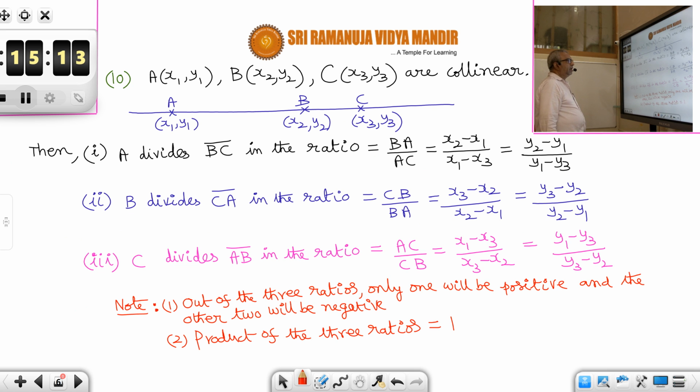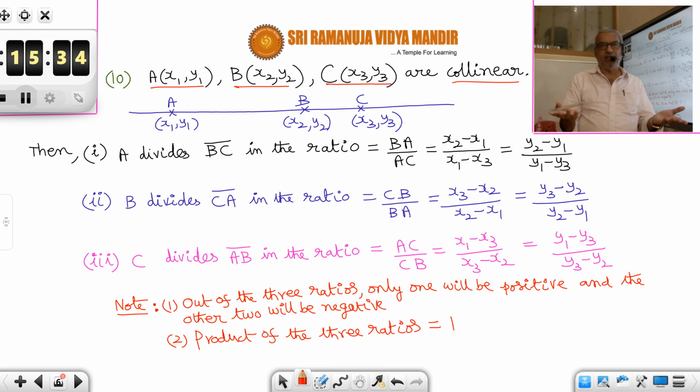10. Suppose 3 points A x1 y1, B x2 y2, C x3 y3 are collinear. What is meant by collinear? If 3 points are in a straight line, lying on a line, then the points are said to be collinear. Any 2 points will always be collinear, because joining any 2 points you can draw a line. But 3 points may or may not be collinear. If they are not collinear, they will form a triangle, is it not? They can be vertices of a triangle.